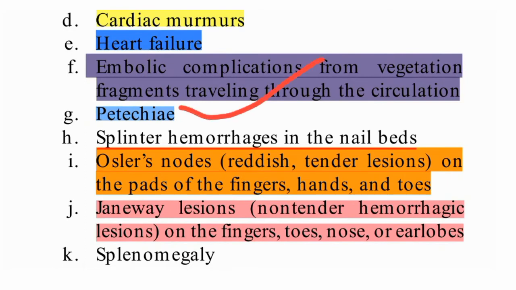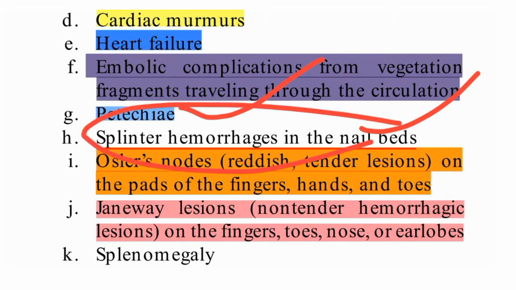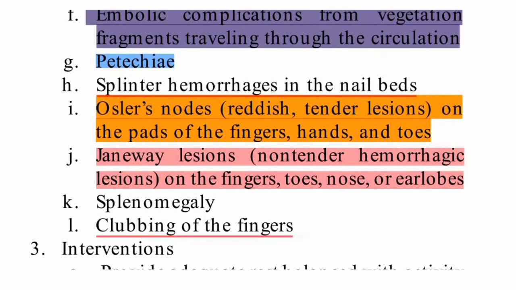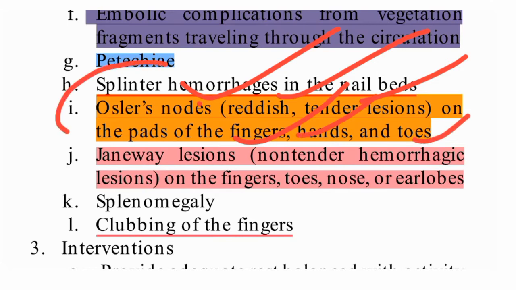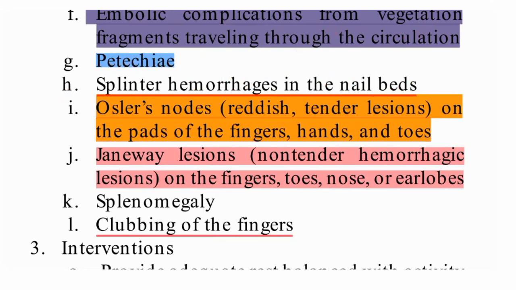Petechiae will be there, and splinter hemorrhages in the nail beds. So in the nail beds you can see the splinter hemorrhage. Okay, and there are 2 points: Osler nodes and Janeway lesions. So Osler nodes are red and tender lesions on the pads of the fingers. So on the fingers, hands and toes there will be red and tender lesions, which we call Osler nodes. So it will be seen in endocarditis.